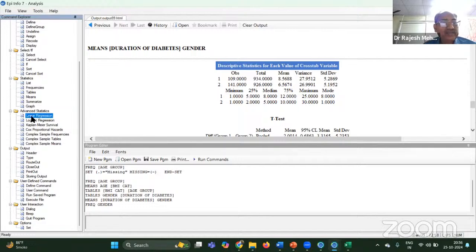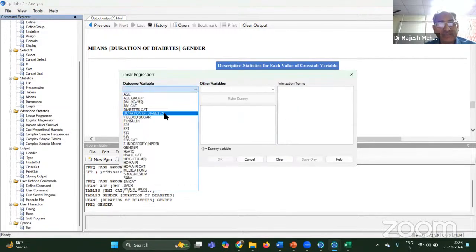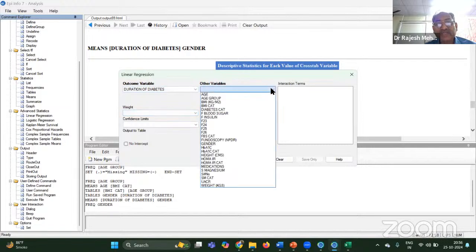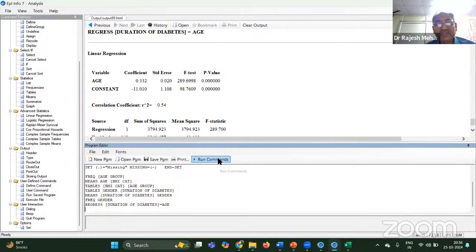Then there's a linear regression between the duration of diabetes and age, and you can see the linear regression. You can say R is 0.54, right? The correlation coefficient. That is, there seems to be some correlation between age and the duration. So this is how we can do the data analysis.